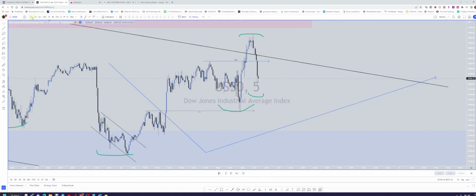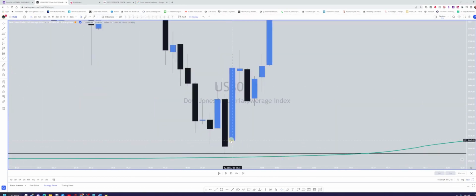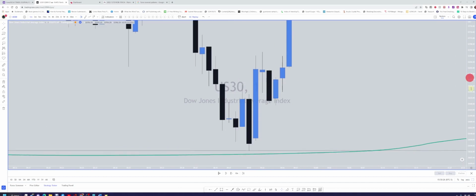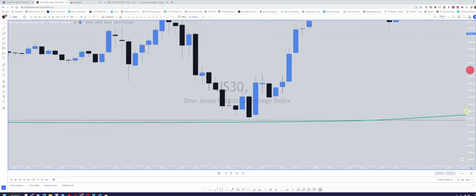Go down to your 1 minute. I'm waiting for price to come here and give me my reversal pattern. Okay, and here it is right here. Okay, we have another descending on the lower time frame.